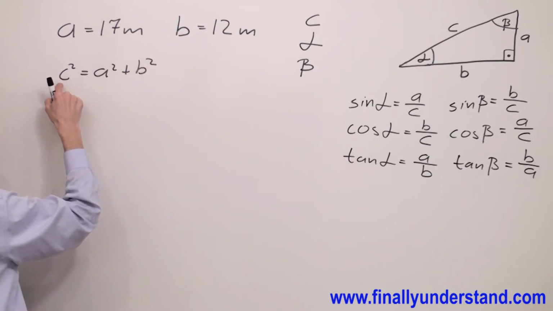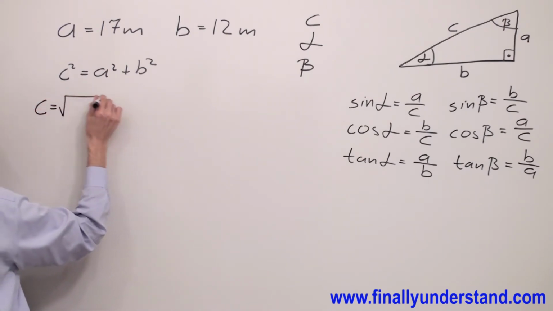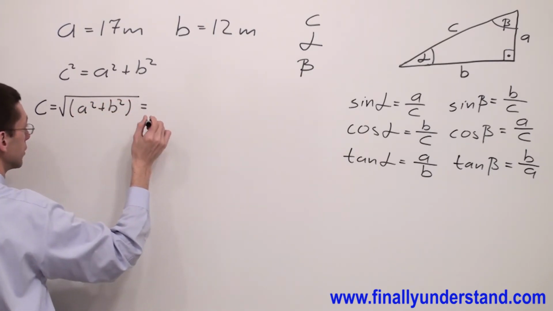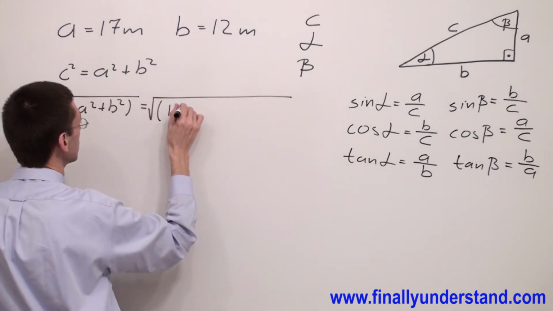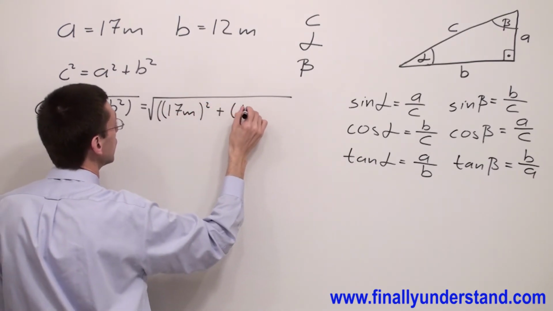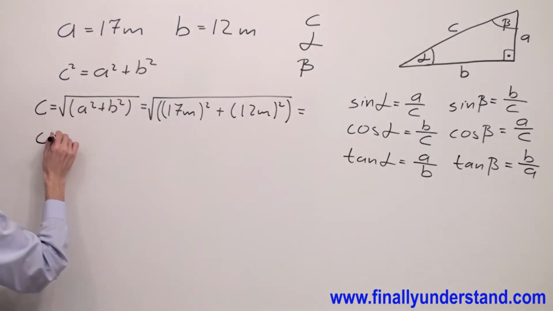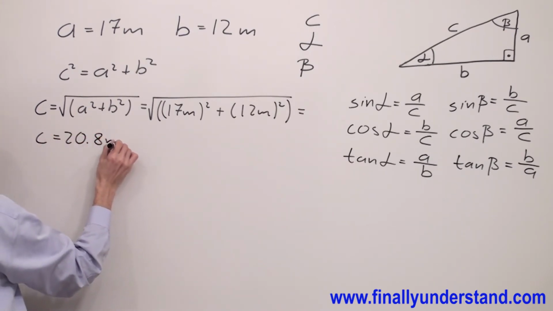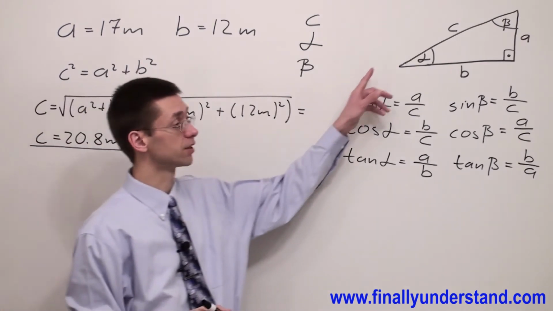In order to find C, I have to take the square root of both sides of this formula, and I'm going to have C equals the square root of A squared plus B squared. This is equal to the square root of 17 meters to the second power plus 12 meters to the second power. C is equal to 20.8 meters. This is the length of side C.